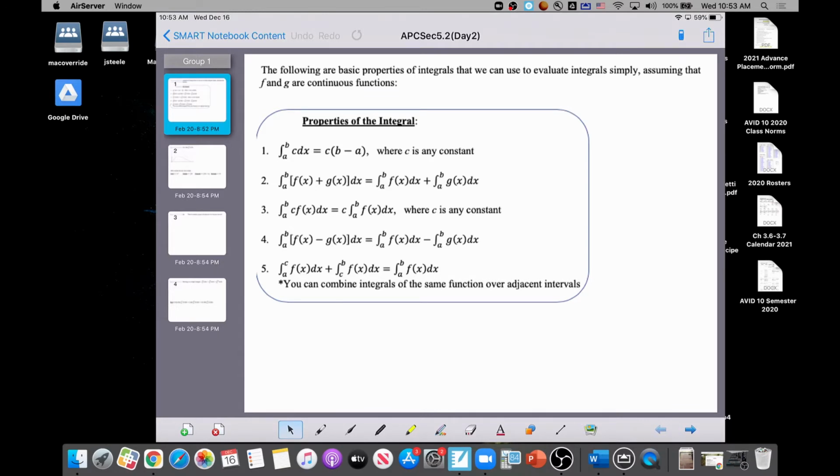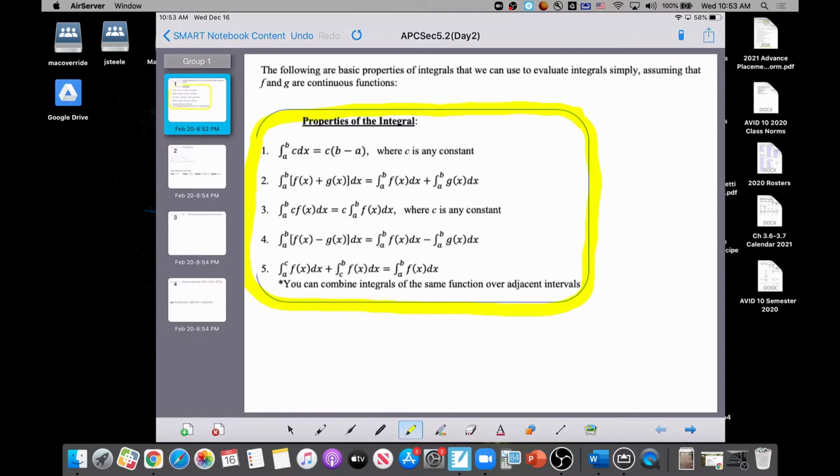Today we are going to continue talking about definite integrals, and we're going to start with some properties of the integral, okay? As you read through these, hopefully they make sense to you. They should look similar because a lot of them are very similar to our properties of limits and things like that we've looked at earlier this year.